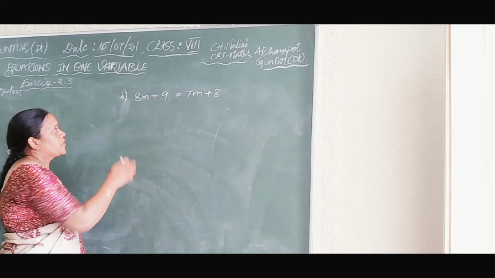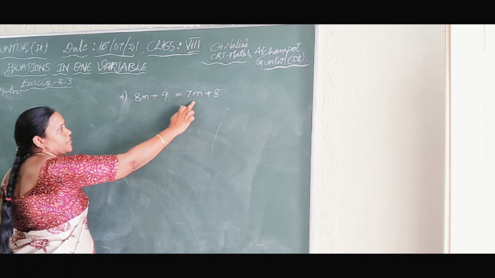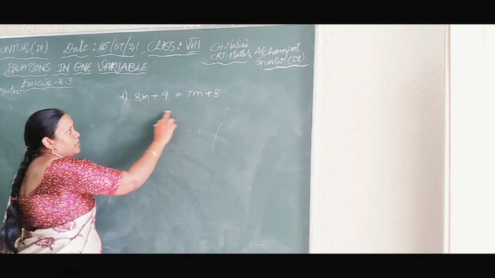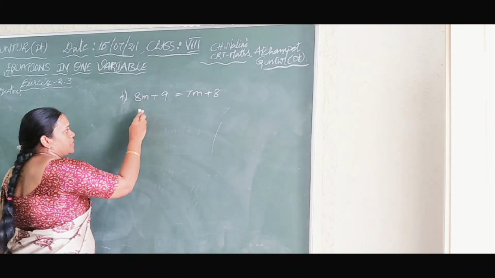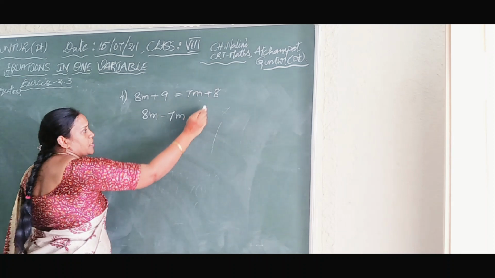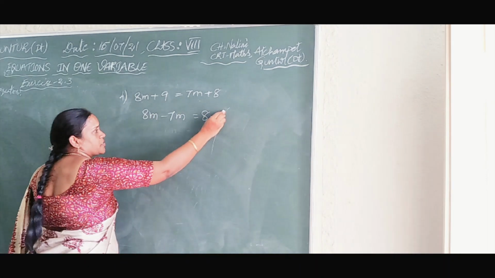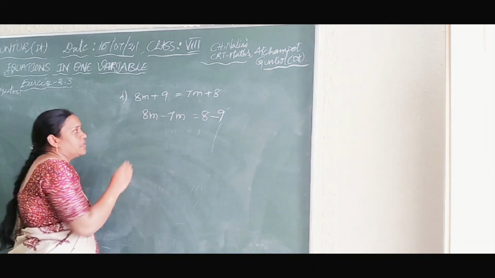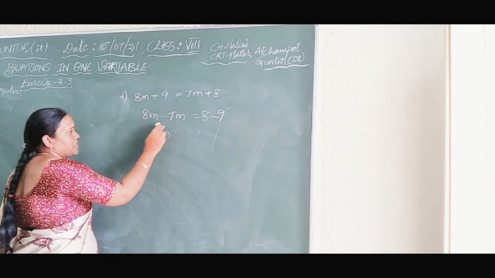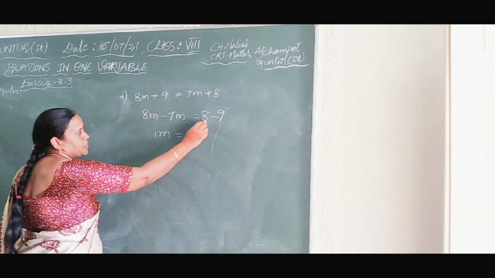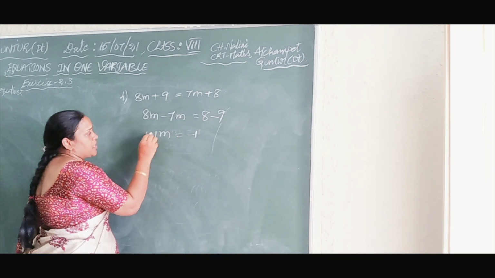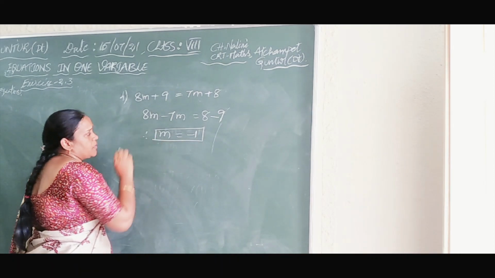Next problem: 8m plus 9 equal to 7m plus 8. Now we write the variable parts together: 8m minus 7m is equal to 8 plus 9, and 9 transposed to this side becomes minus 9. 8m minus 7m is 1m, that is 8 minus 7 is m. So 1m is equal to 8 minus 9, which is minus 1. Therefore m is equal to minus 1.